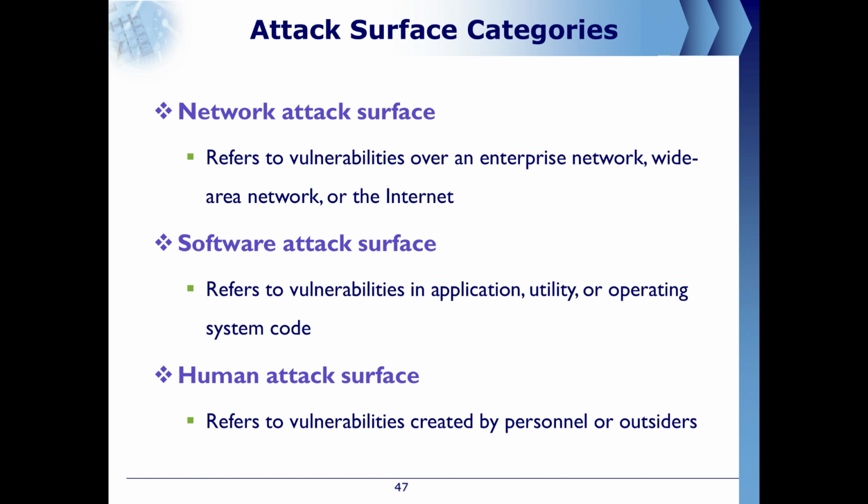Attack surface categories. Network attack surface refers to vulnerabilities over an enterprise network, wide area network, or the internet. Software attack surface refers to vulnerabilities in application, utility, or operating system code. Human attack surface refers to vulnerabilities created by personnel or outsiders.